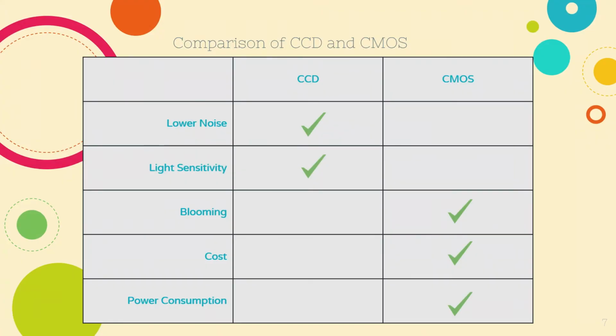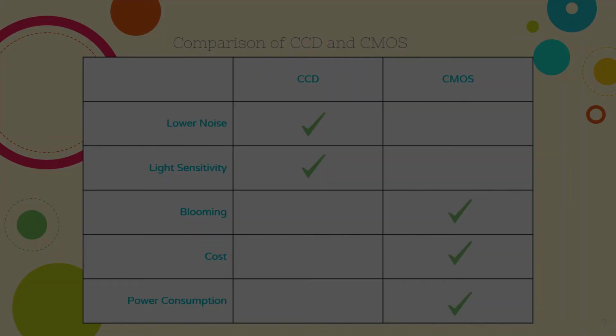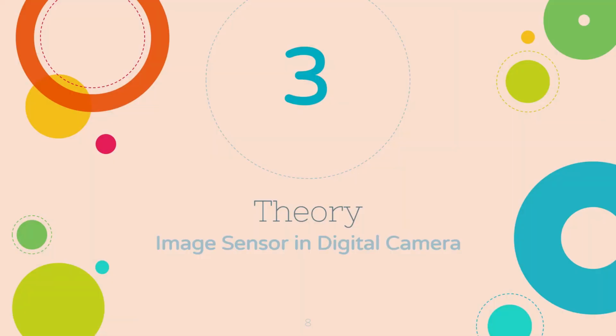So let's take a look at the comparison between CCD and CMOS. CCD produces lower noise and has better control of light sensitivity, but CMOS on the other hand has better handling of blooming, is inexpensive, and consumes less power. Today, almost all sensors in machine vision fall into one of these two categories. So let's dive into the theory.